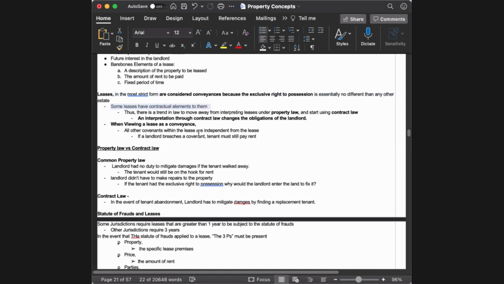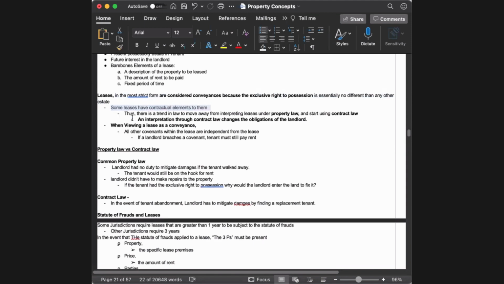Some leases have contractual elements to them. Thus, there is a trend in the law to move away from interpreting leases under property law and starting to use contract law. This is what I mentioned earlier. You're going to see some stuff that you've probably encountered in your contract law class. But one of the things that's important to remember is that there is still the element of this is property law.